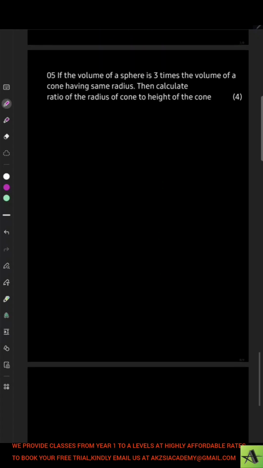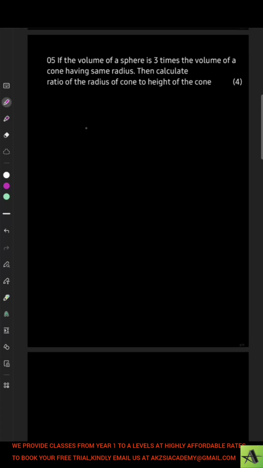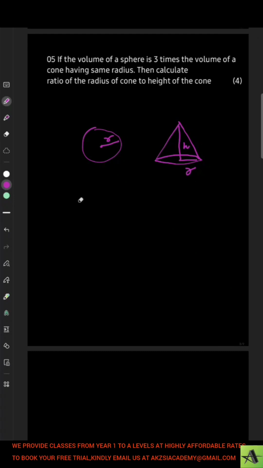Moving on to our last question. It says the volume of a sphere is 3 times the volume of the cone having the same radius. So basically there is a sphere with radius r, and then there is a cone with the same radius, although the height is different. So let me take h. Then it says calculate the ratio of the radius of the cone to the height of the cone. Specifically it's mentioned that the sphere is 3 times the volume of the cone. So I can say that the volume of the sphere is 3 times the volume of the cone.